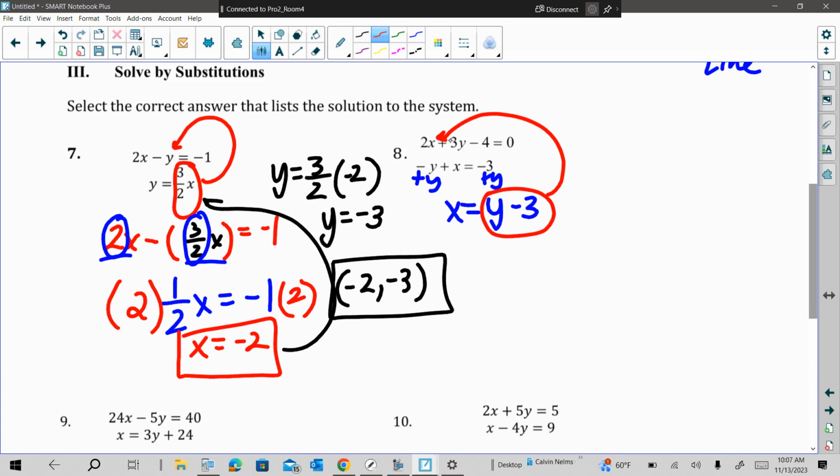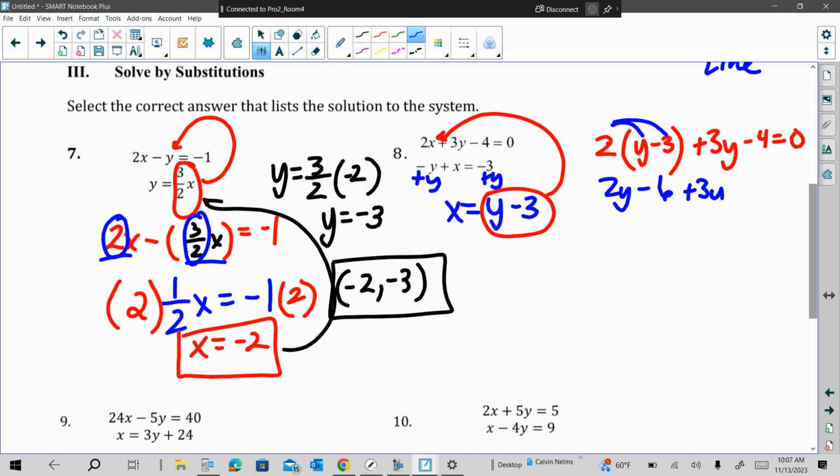Anytime you plug something in, use parentheses. So 2 parentheses y minus 3, close the parentheses, then plus 3y minus 4 equals 0. We're going to distribute the 2. So we get 2y minus 6 plus 3y minus 4 equals 0. Well, we're going to solve for y. Combine the like terms. So 2y and 3y gives you 5y. And then minus 6 and minus 4 is a -10 equals 0.